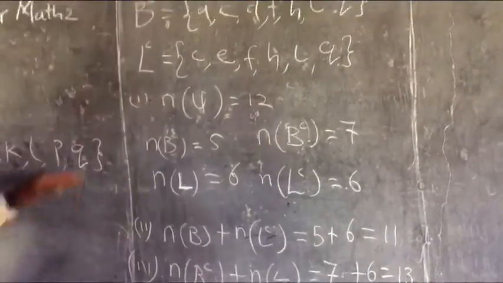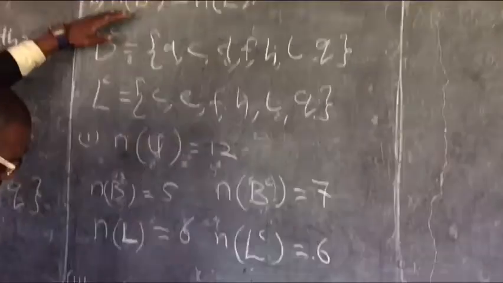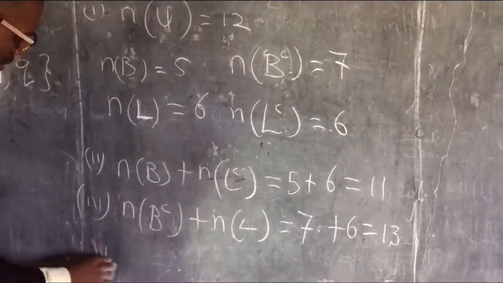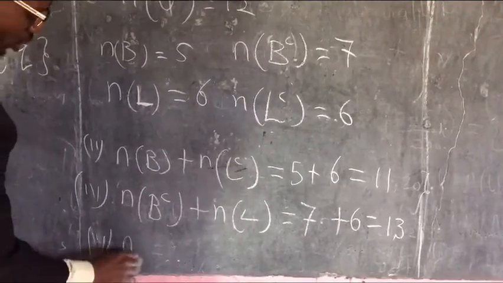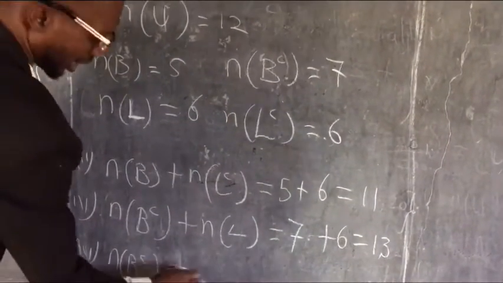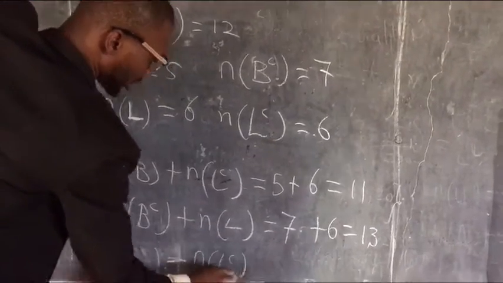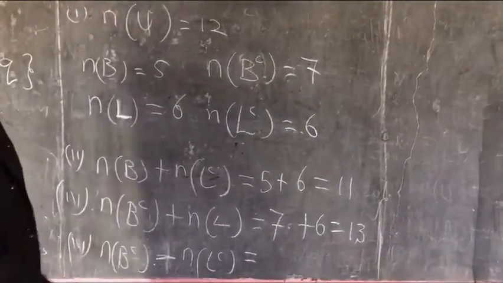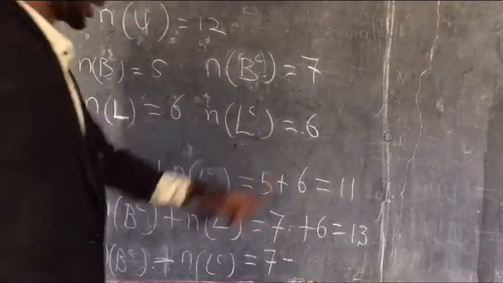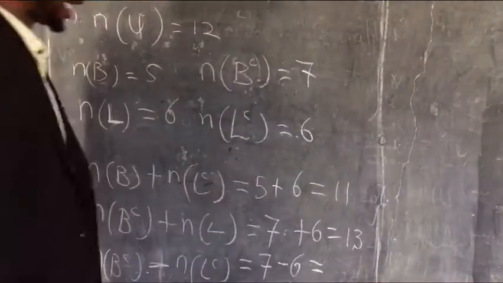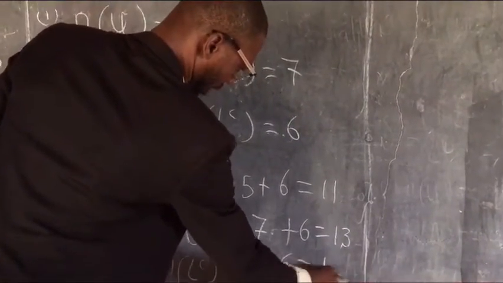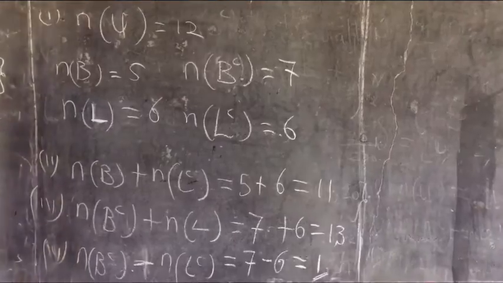And then the last question. Question number 4 now. Cardinality of B complement minus cardinality of L complement. So B complement now 7 minus L complement now 6. So the cardinality of this minus this is 1. So we don solve our question finish.